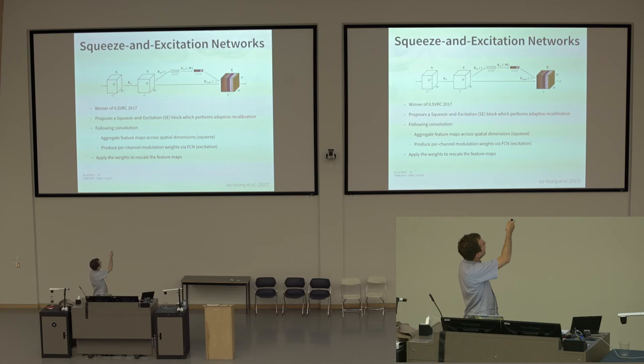We call that first step the squeeze. So this is like a global embedding of the information contained in this feature map. And then we apply a small MLP to it, maintaining the C dimension. We call this the excitation. And this produces a set of C modulation weights. Then we scale the original feature maps by these modulation weights. There are learned parameters in here, and that's why we call it a kind of adaptive recalibration.